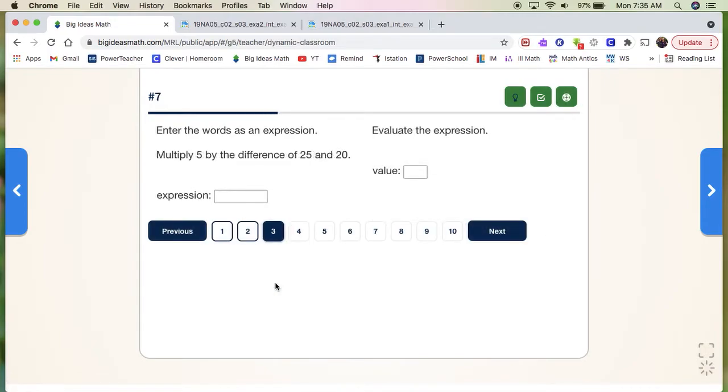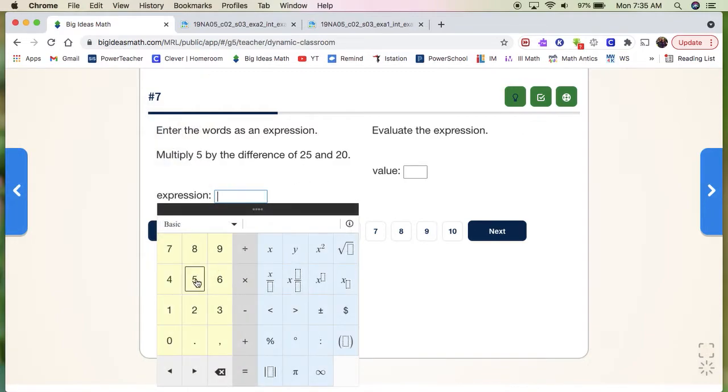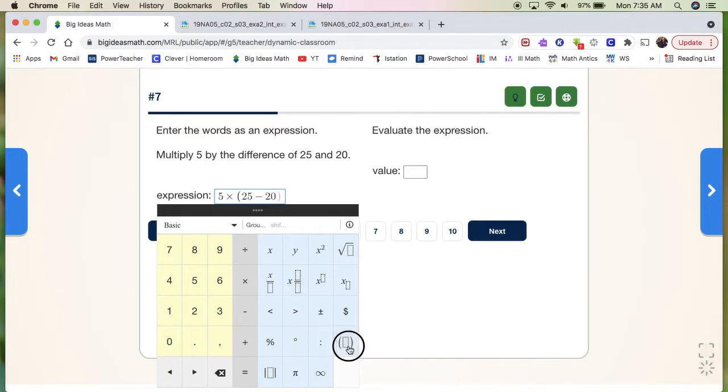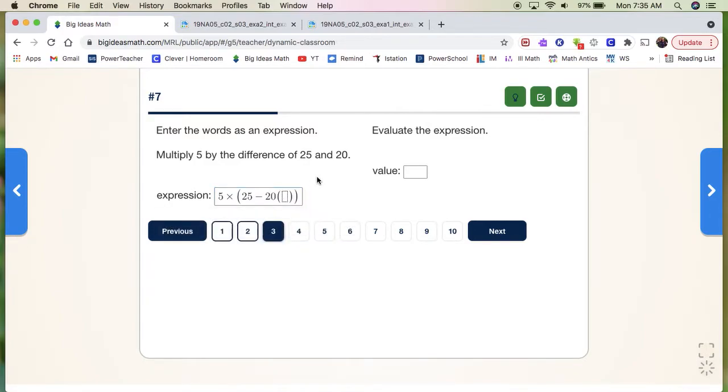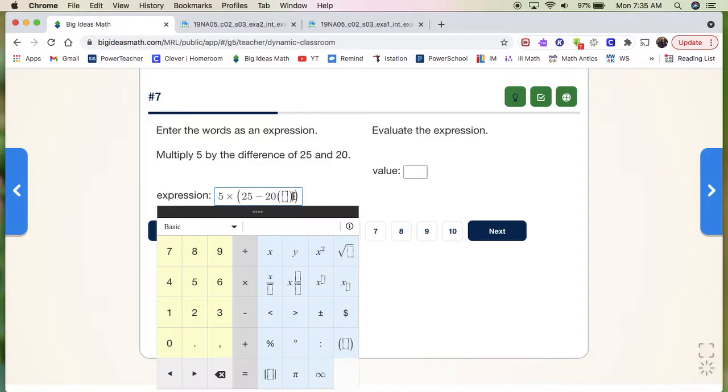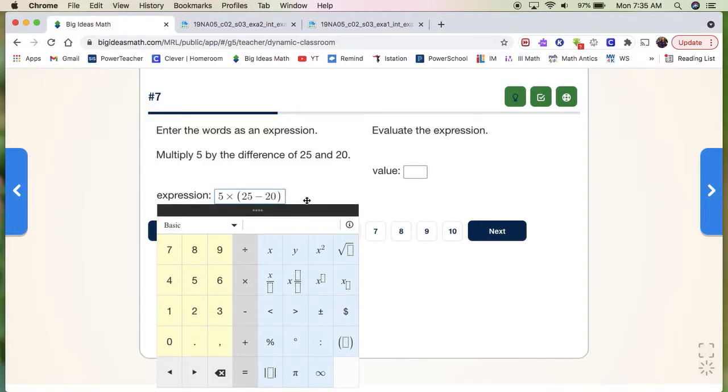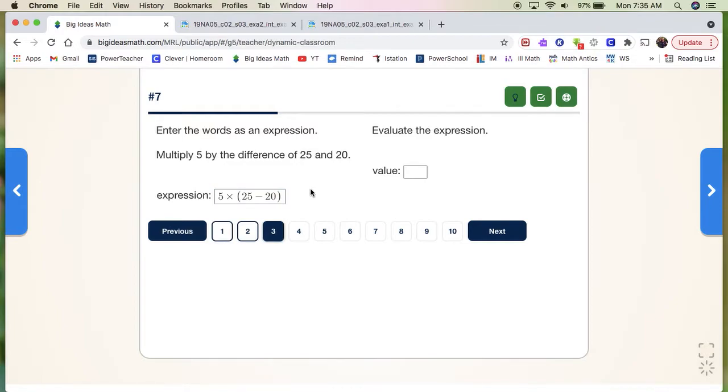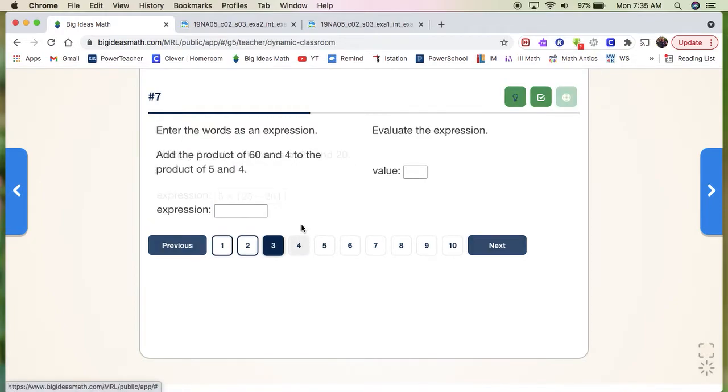Multiply 5 by the difference of 25 and 20. So we can do this in a couple of different orders. I'm going to do it this way. I'm just going to go with the order it's in. And we're going to say 25 minus 20. Multiply 5 by the difference. I got carried away there. Here we go. Multiply 5 by the difference of 25 and 20.